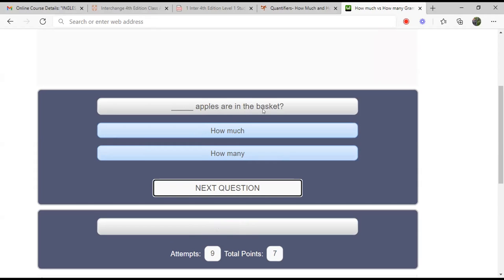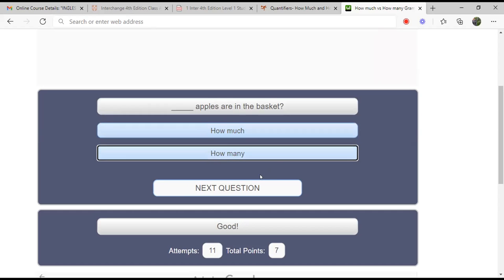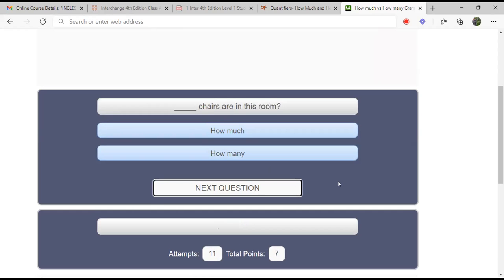Quiero ver. No estoy seguro, pero how much apples are in the basket? All right. As you can see, it's incorrect. Why? Because it's plural, ¿verdad? Okay. How many apples are in the basket? Okay. That's okay. Don't worry about it.